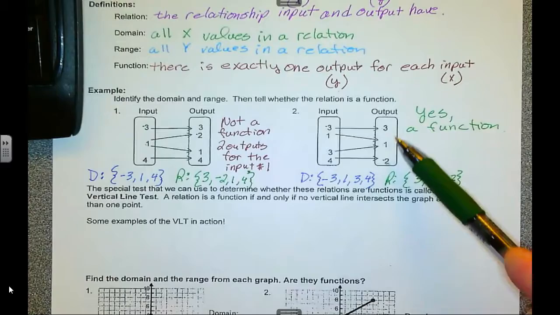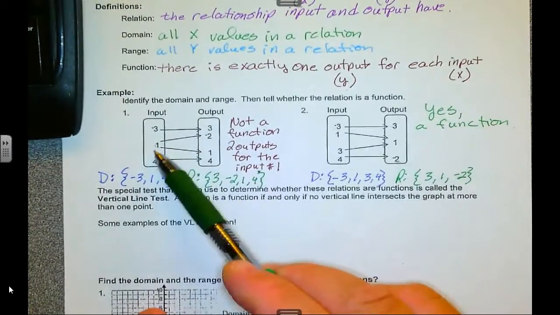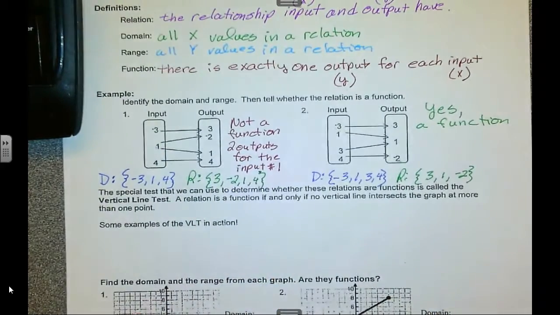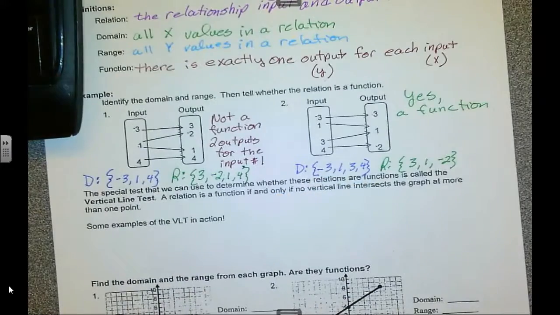Every x can have the same y value, but multiple x's cannot have one y value. In other words, this 1 is twice multiple x going to two different values.